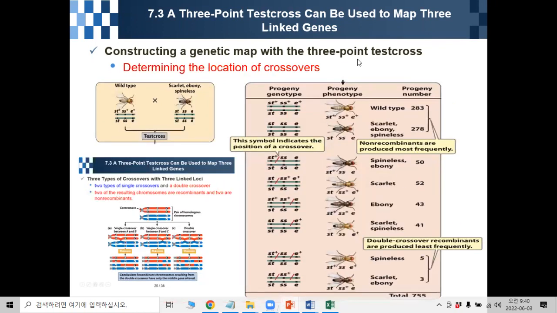Very important. Based on this number, we can say that SS is located in the center. From that, we can determine the location of the crossover. In this case, they are single crossovers, and in this case, they are double crossovers, like this. This symbol indicates the position of the crossover.